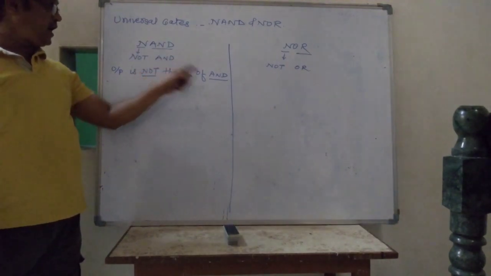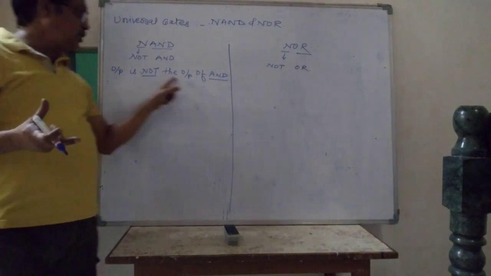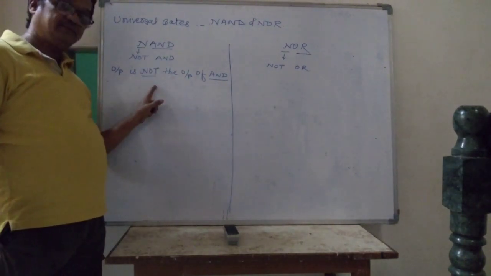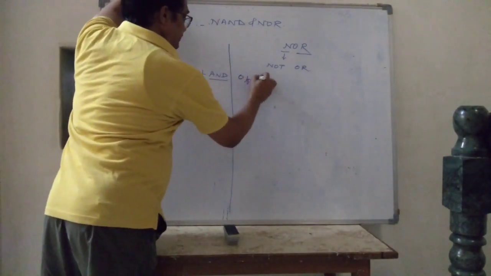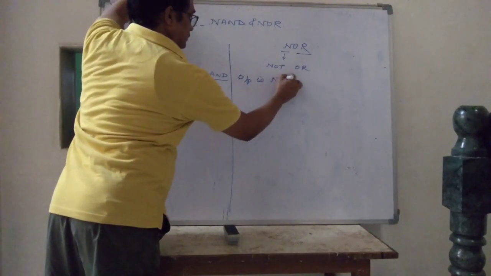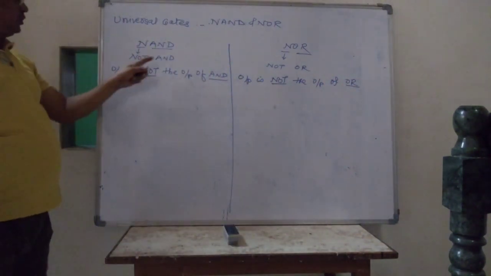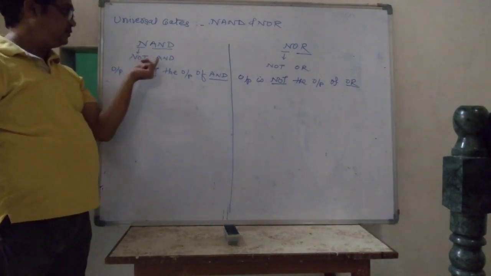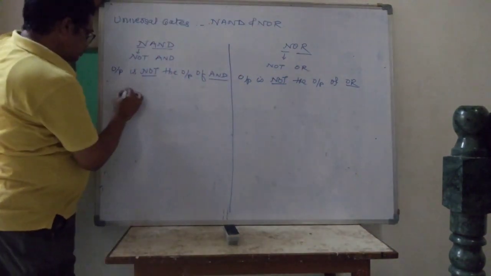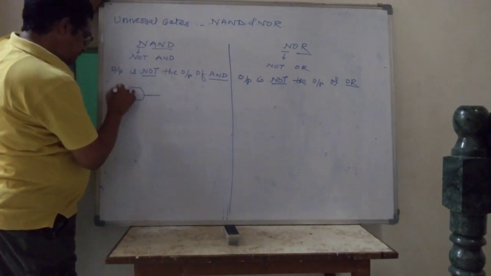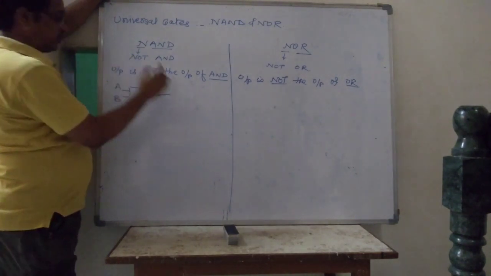Means AND output is complemented. If the output of AND is 0, the output is not the output of AND. If the output of AND is 0, then the output will be 1. If the output of AND is 1, then the output will be 0. Similarly here, output is not the output of OR. Complement of AND gate is NAND gate. Complement of OR gate is NOR gate. So A B, A dot B, this is AND gate. NOT gate has only one input, one output.